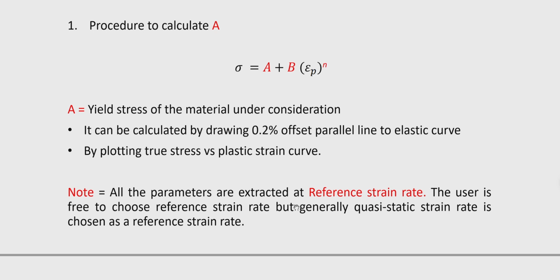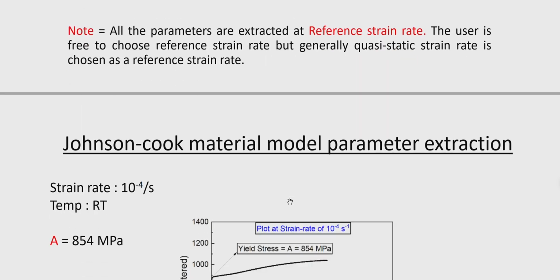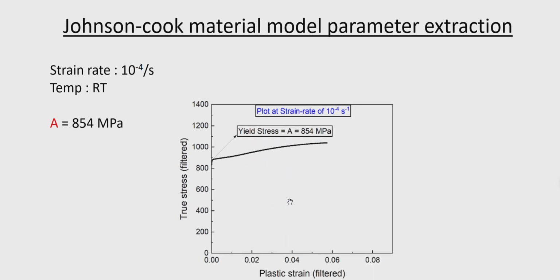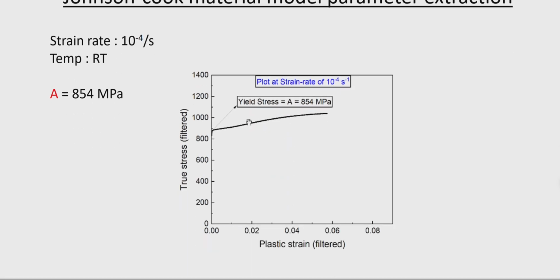For example, you have done 5 tests at different strain rates like 10 to the power minus 4, minus 3, minus 2, minus 1, and 1. So, you can choose any of the strain rates. You can choose 1 per second strain rate also. So, we choose here 10 to the power minus 4 per second strain rate, which is good. Now, A is calculated. Now, we will calculate the value of B.